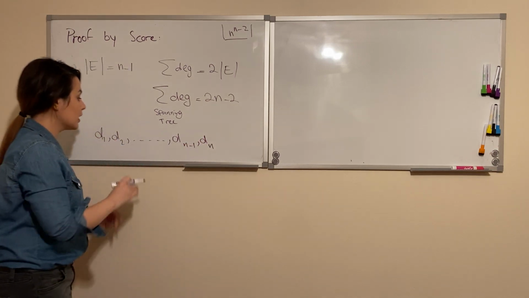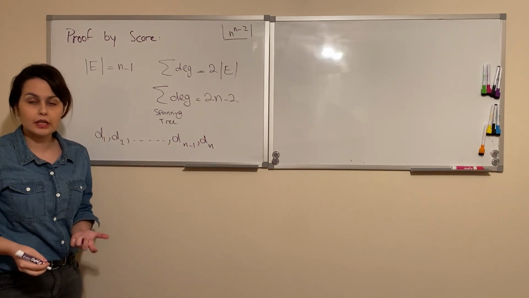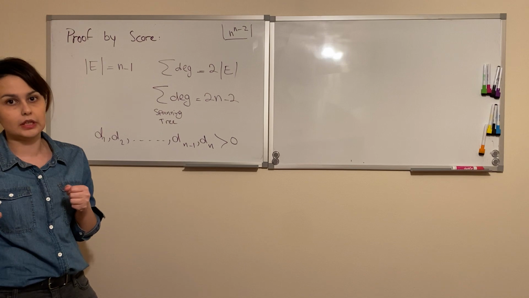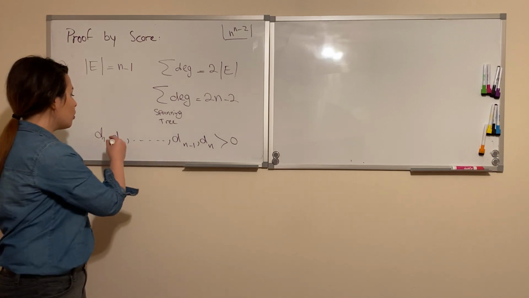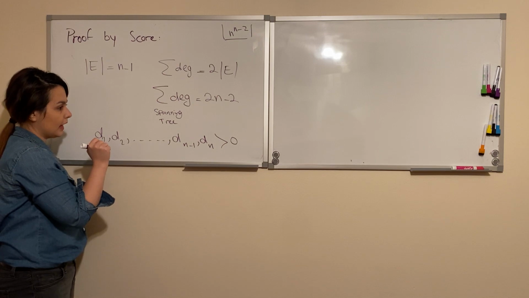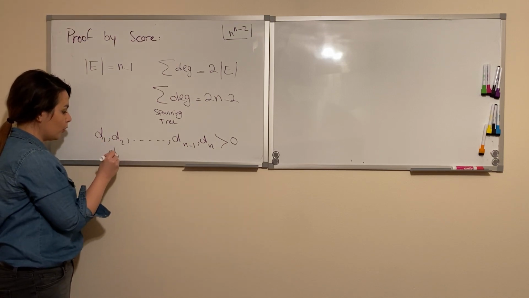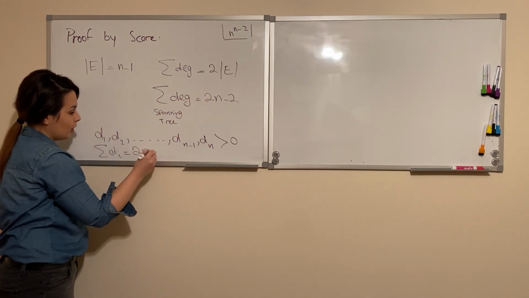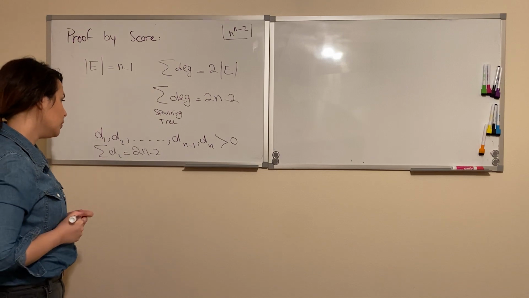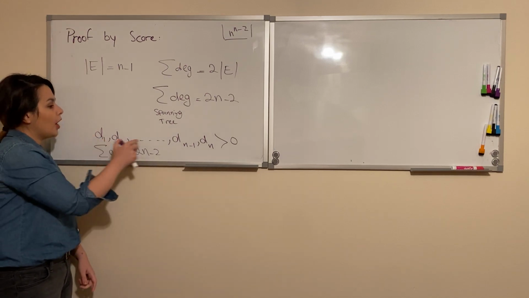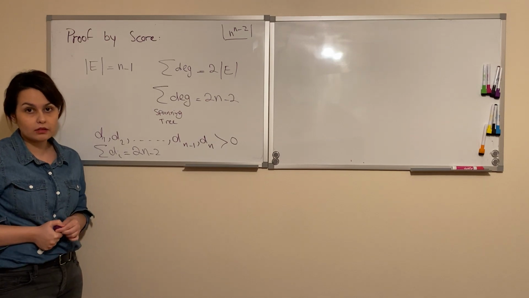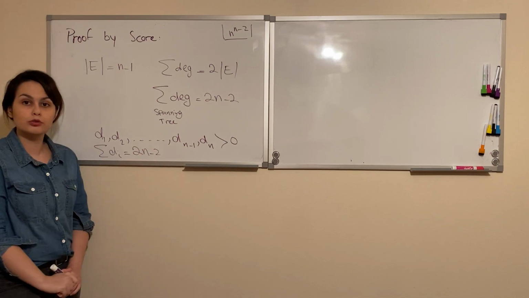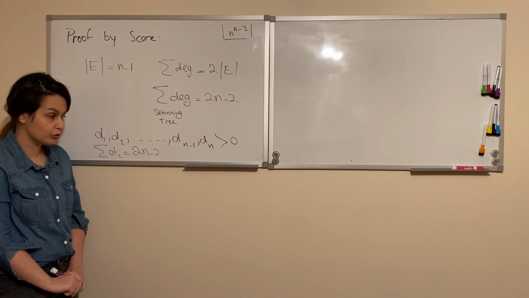So I have this sequence, and I know these degrees are all greater than 0, because I cannot have a degree of 0 in a tree, since it is a connected graph. And also I know the summation of the d_i is equal to 2n minus 2. Okay, one result now: I have n numbers, all of these n numbers are positive integers, and the summation of them is equal to 2n minus 2.